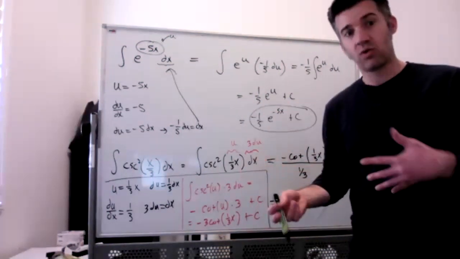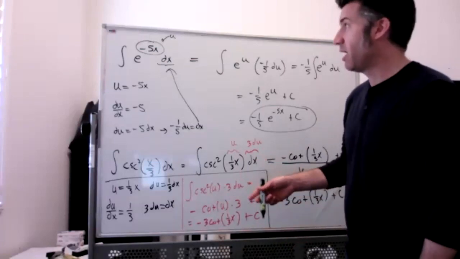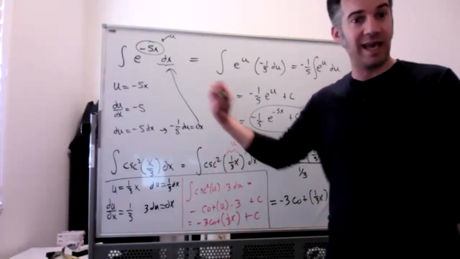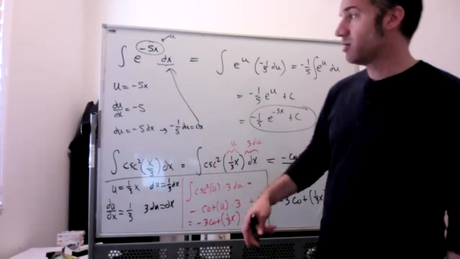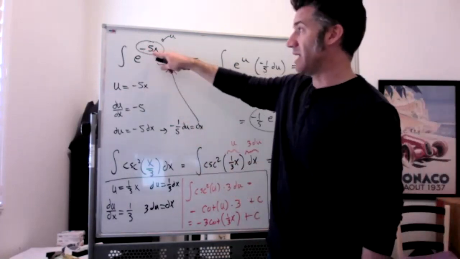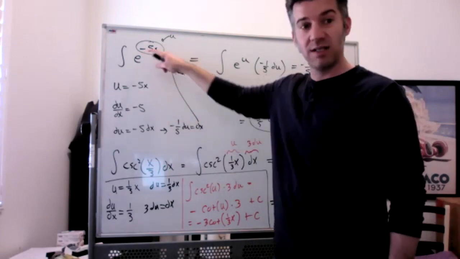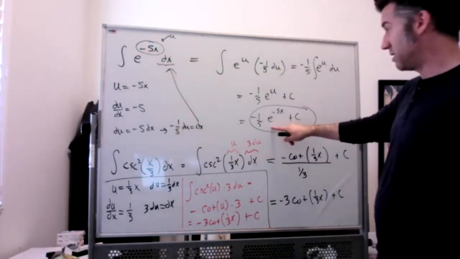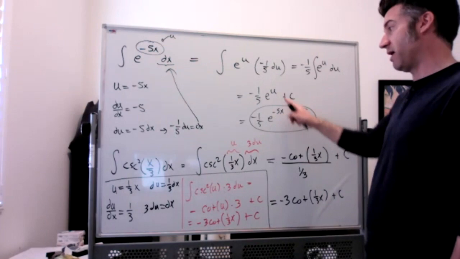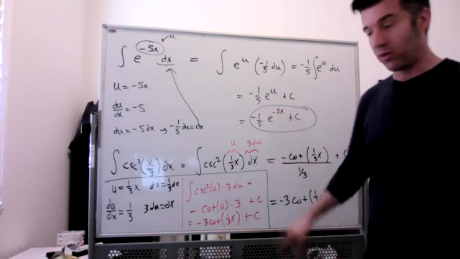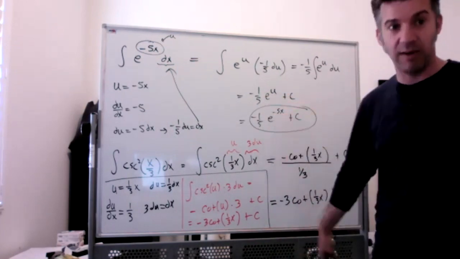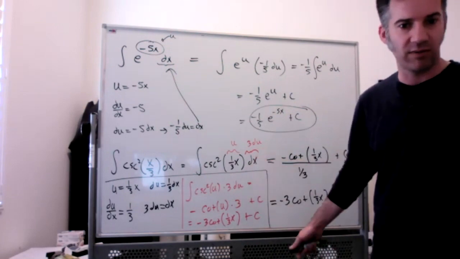However, you could have also just said, I know that the antiderivative of e to the x is e to the x. So the antiderivative of e to a constant times x is e to that same constant times x, divided by that constant. Here you have e to the negative 5x divided by negative 5. I just wrote it as times negative 1/5.